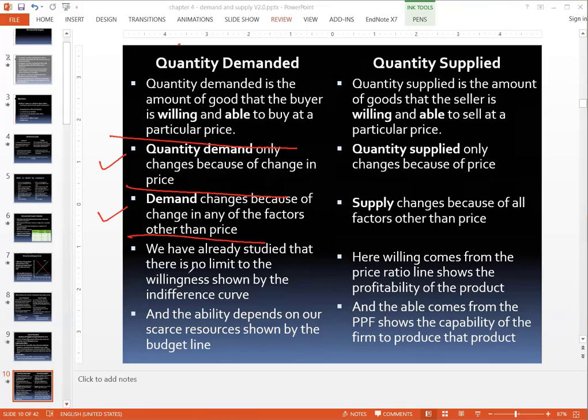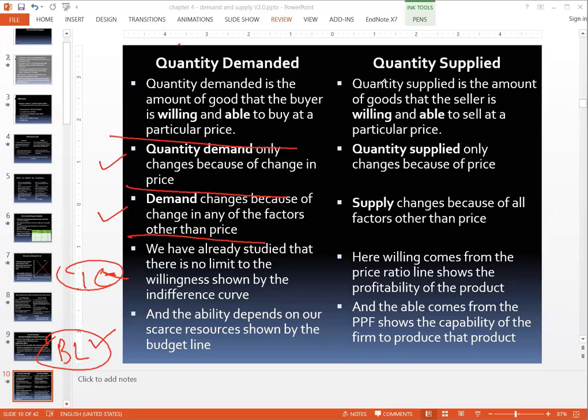So we have already studied that there is no limit to willingness shown by the indifference curve. The willingness comes from the indifference curve IC, and the ability to buy depends upon the scarce resources, which is shown by the budget line. So it means the quantity demanded or demand curve can be made from the indifference curve and budget line. We'll study that later on.